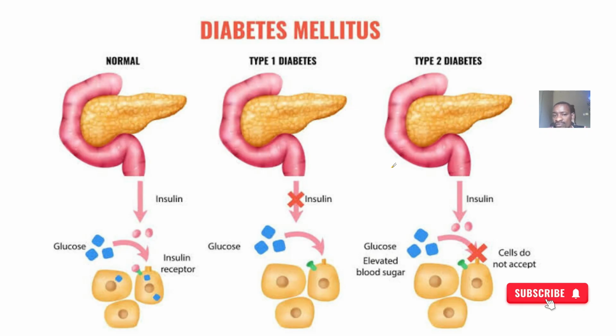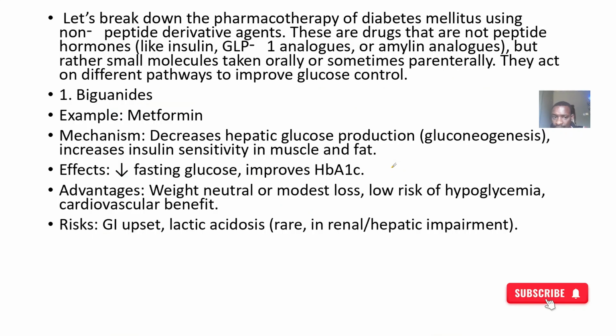Of course, this is a summary of diabetes mellitus. You can get to look at diabetes mellitus type 1 and diabetes mellitus type 2. So the pharmacotherapy of diabetes mellitus is you can use a peptide derivative, you can use a non-peptide derivative. For the non-peptide derivative, we said that these are drugs that are not peptide hormones. They are not insulin or GLP-1 analogs or amylin, but they are just small molecules. They are taken orally, sometimes parenterally.